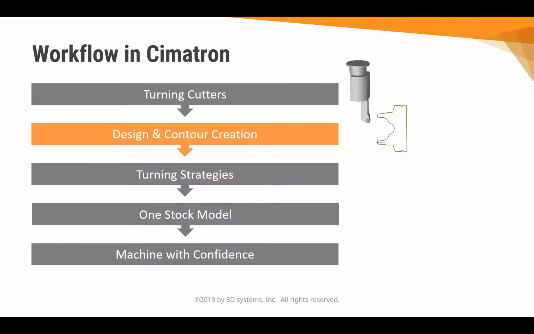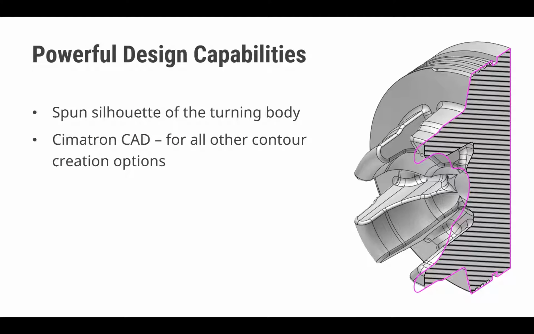Moving on to our designed contour creation. This is looking at how we can revolve the shape to create the desired profile of the geometry. There are some really powerful design tools here using 3D silhouettes, spun silhouettes for the turning body. Cimatron CAD is being used to its utmost here to make this very quick and efficient, with many other options for creating this geometry.